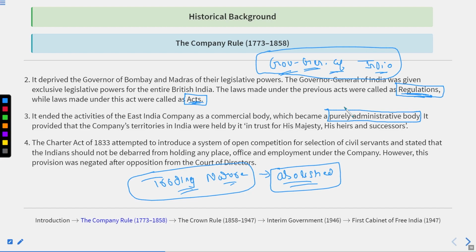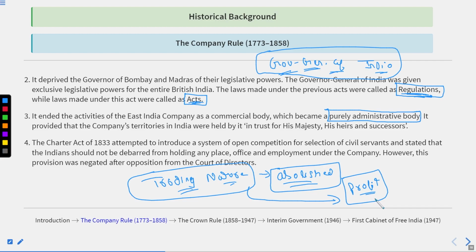Got it? And one of the reasons behind this is that as a trading body, they were focusing more on profit in comparison with looking after British interests. Because all these were traders, and for any trader, the main thing which matters a lot is the profit. So instead of focusing on serving the British needs and interests, they were highly focusing on earning profit.